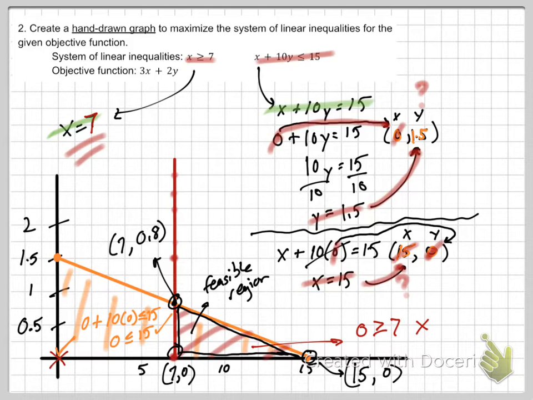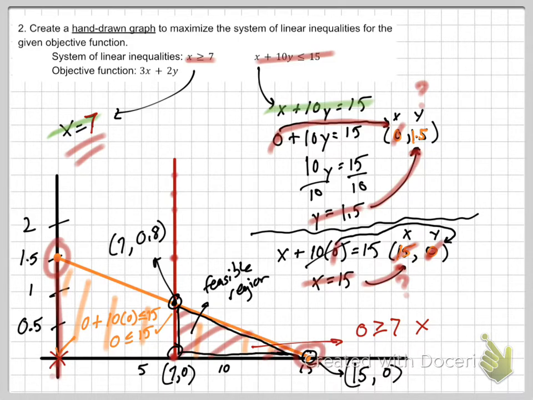So I can graph those 2 points. 0, comma 1.5, and 15, comma 0. Go ahead and connect them with my line. Now to shade, I'm going to use 0, 0 as a test point.